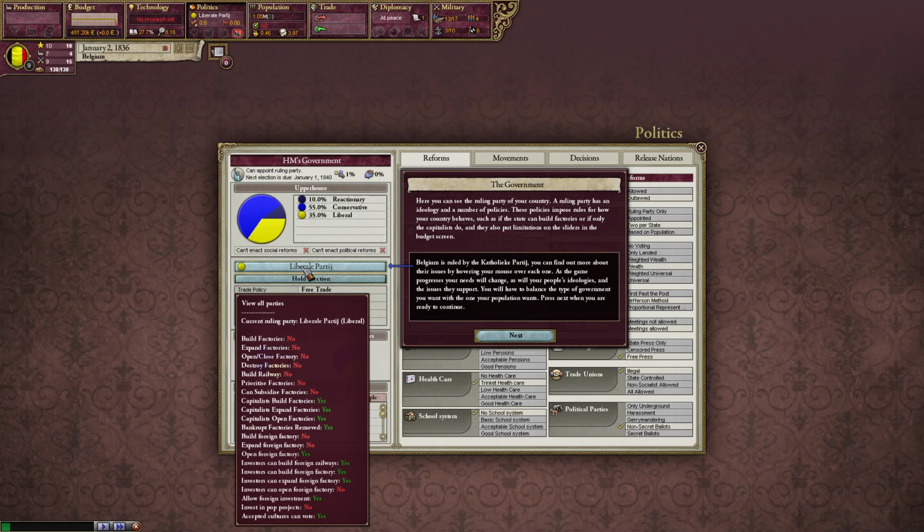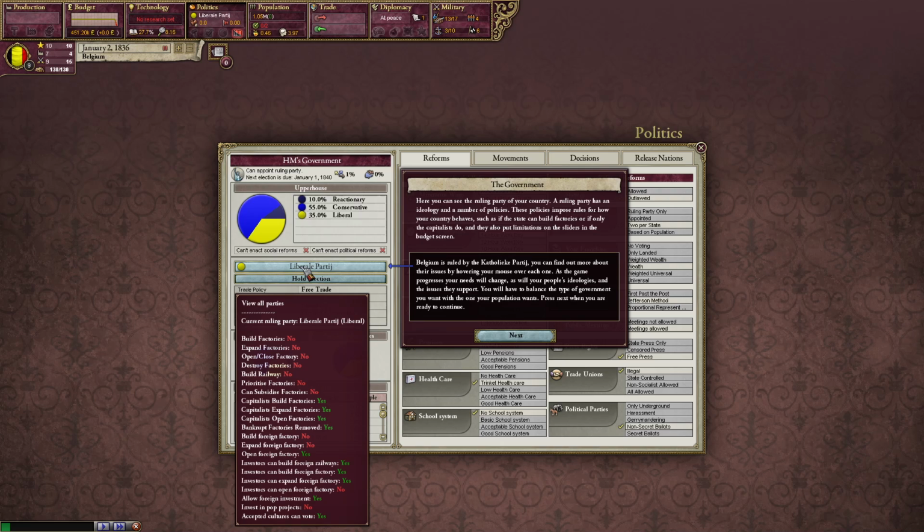Our current ruling party, the Liberal Party: you can't build factories or expand them or open and close them or destroy factories. You can't build a railway. You can't prioritize factories or subsidize them. Capitalists, however, can expand and open factories. Bankrupt factories will be removed. We can't build a foreign factory or expand foreign factories. We can open a foreign factory. I don't know what the difference between opening and building is.